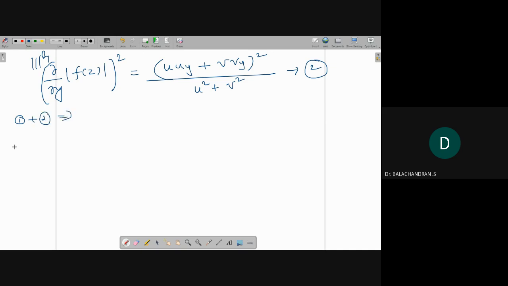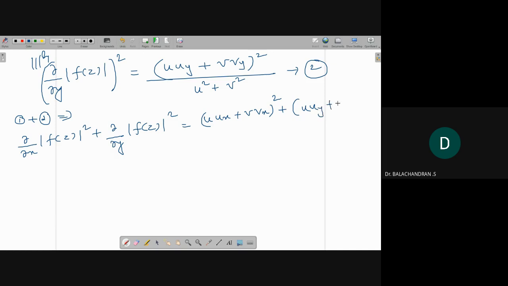So you'll get dou by dou x of mod f of z whole square plus dou by dou y of mod f of z whole square equal to, I think the denominator is same, you can add the numerators: (u ux plus v vx) whole square plus (u uy plus v vy) whole square, divided by u square plus v square.